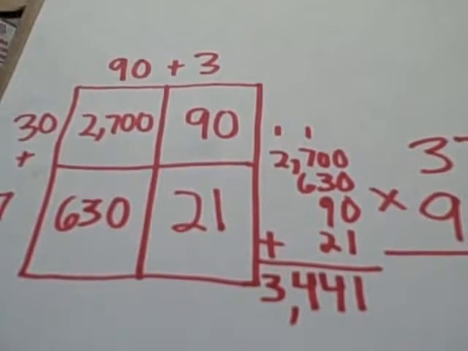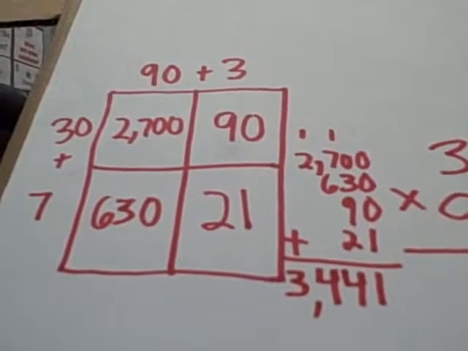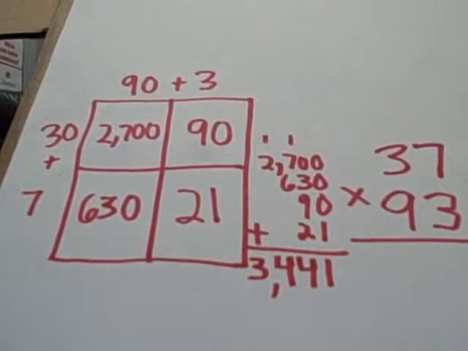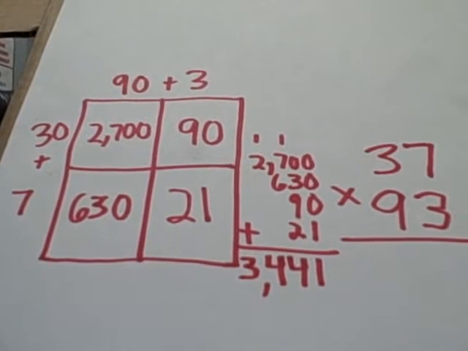So there's our answer. It goes a little slower than the traditional way, but at least you see exactly what you're doing in all 4 multiplications that you're doing. So that's the area model of multiplication.